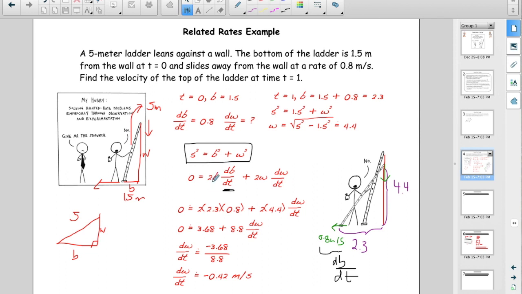So I have that, but notice how now this equation is dependent upon where we are in time. What is B and what is W at particular points in time? So this will change depending upon how long W and B are. So how are we going to find W and B now?